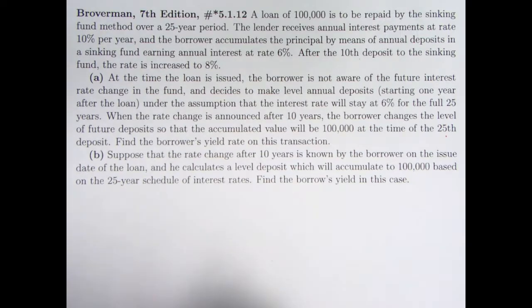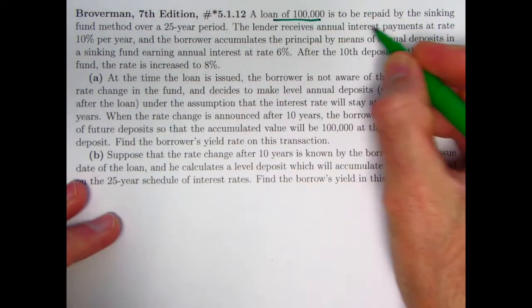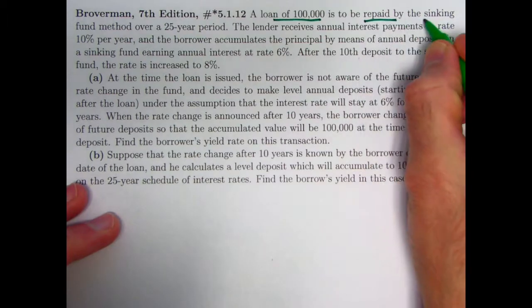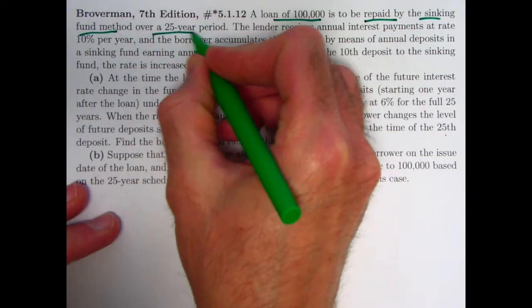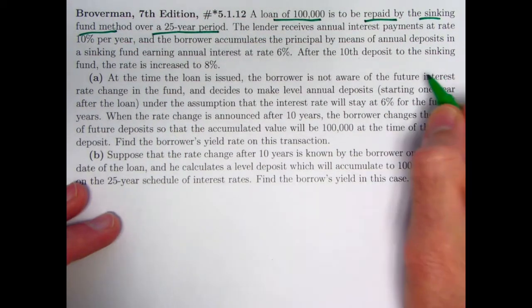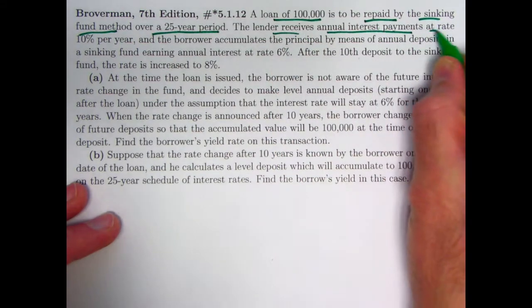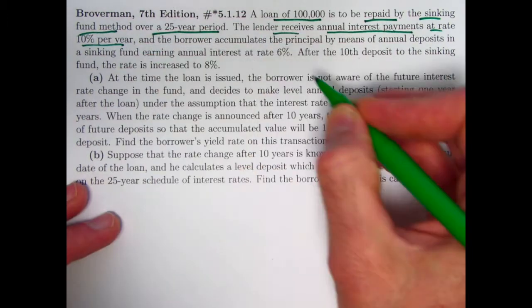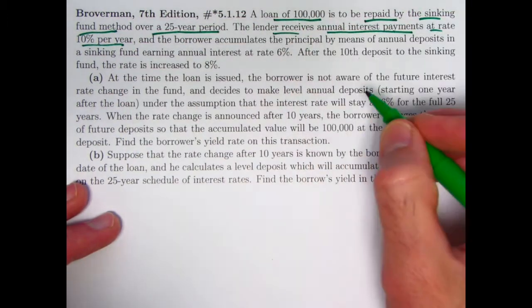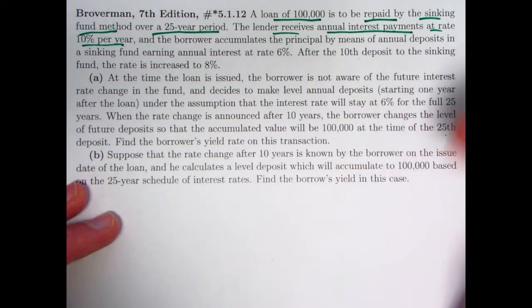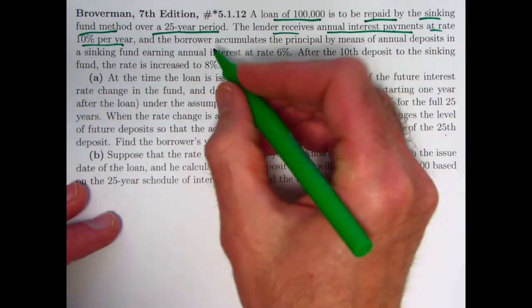So here is the situation. We've got a loan of $100,000. It's to be repaid by the sinking fund method over a 25-year period. What does that mean? That means, to review, the lender receives annual interest payments at a rate of some rate, 10% per year in this case. 10% of $100,000 is going to be $10,000, so this is a pretty high interest rate that the borrower is paying.